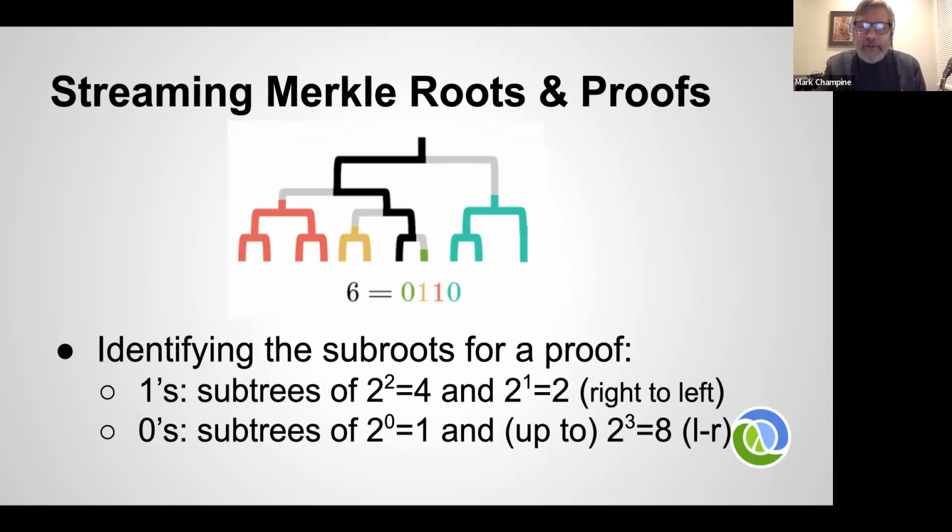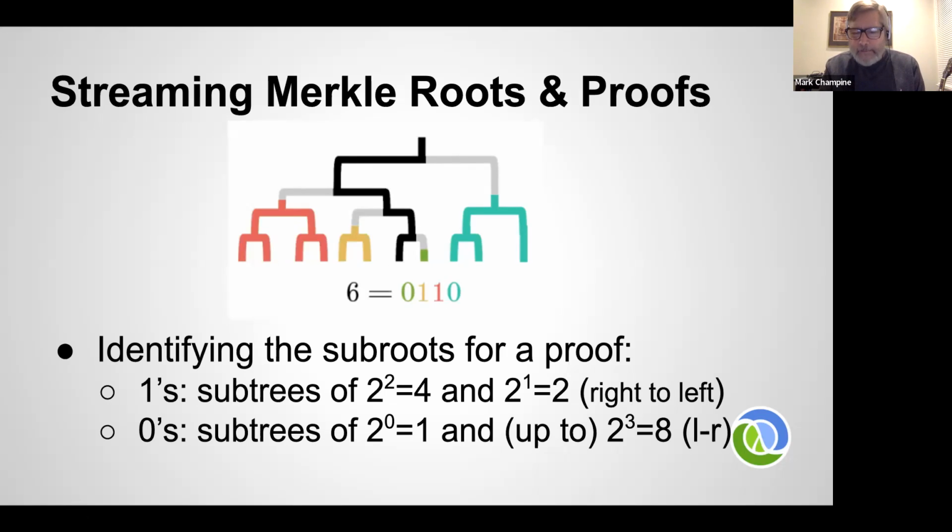Oh, so this is the one we just did. Sorry, I put it on its own slide so you can see how that works. The ones subtrees occur before the leaf to be proven, and the zeros subtrees are after the leaf to be proven. And those all are included in the proof.